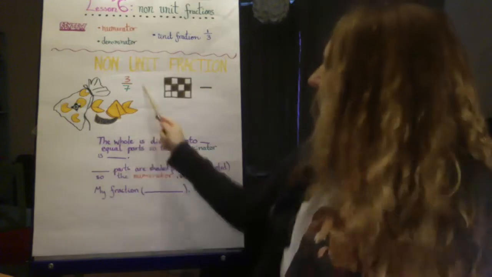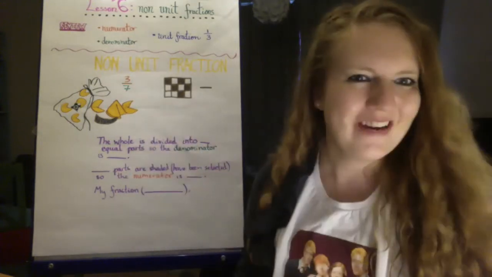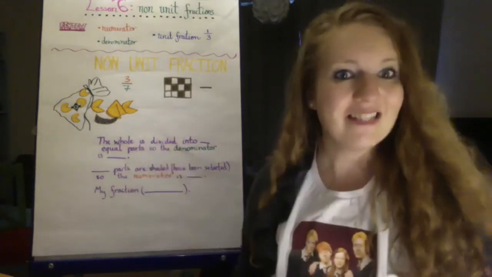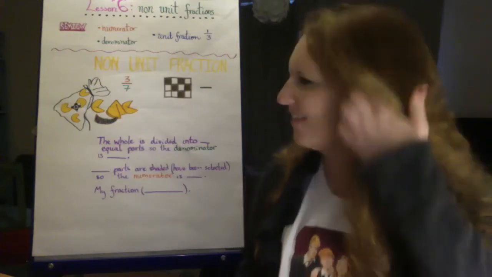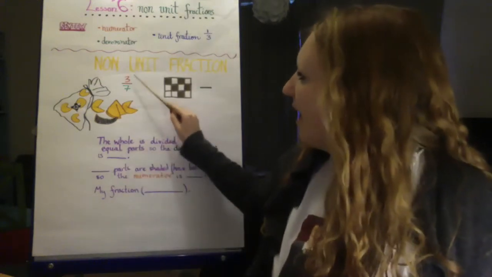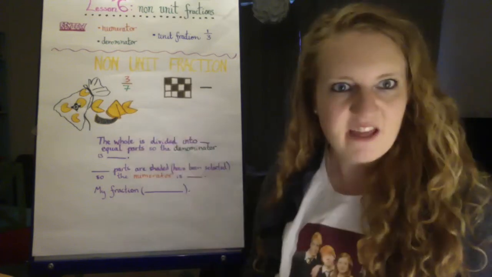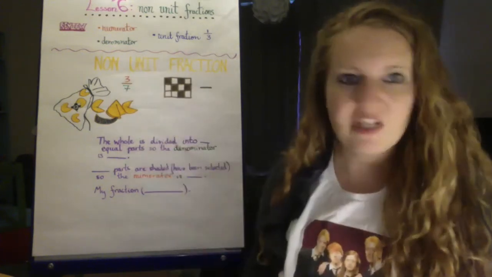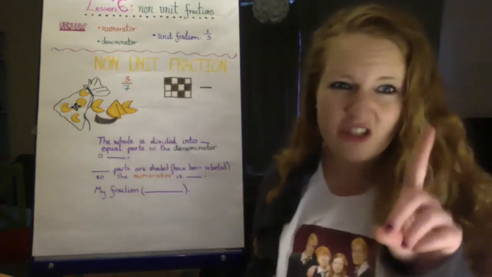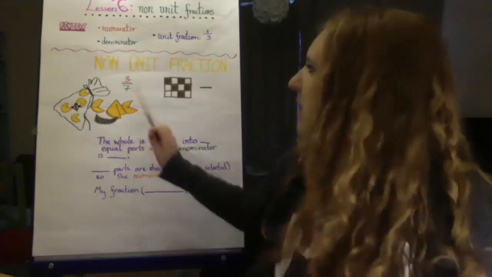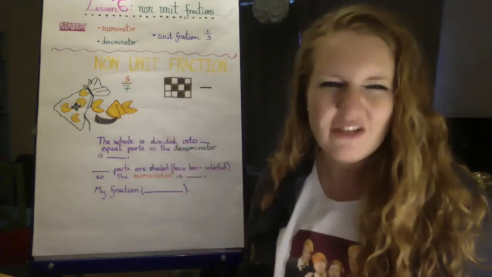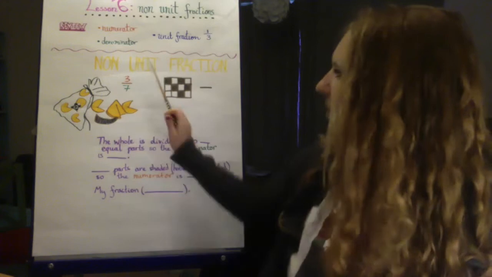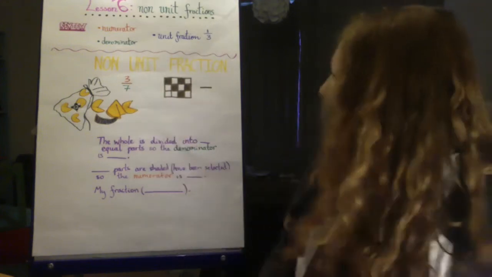It is. 3, of course, is the numerator because 3 are outside. 3 have been chosen. So we have 3 sevenths. This is a non-unit fraction because we've chosen 3. In a unit fraction, you always only choose one, like in the sorting hat. But in non-unit fractions, you get to pick more at a time. So 3 sevenths.